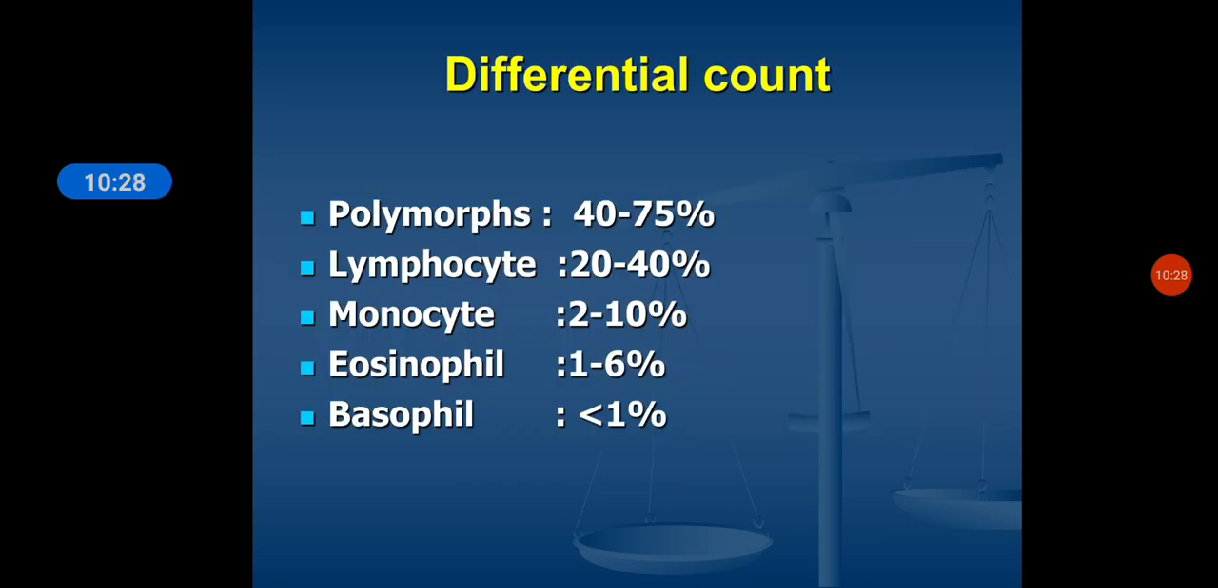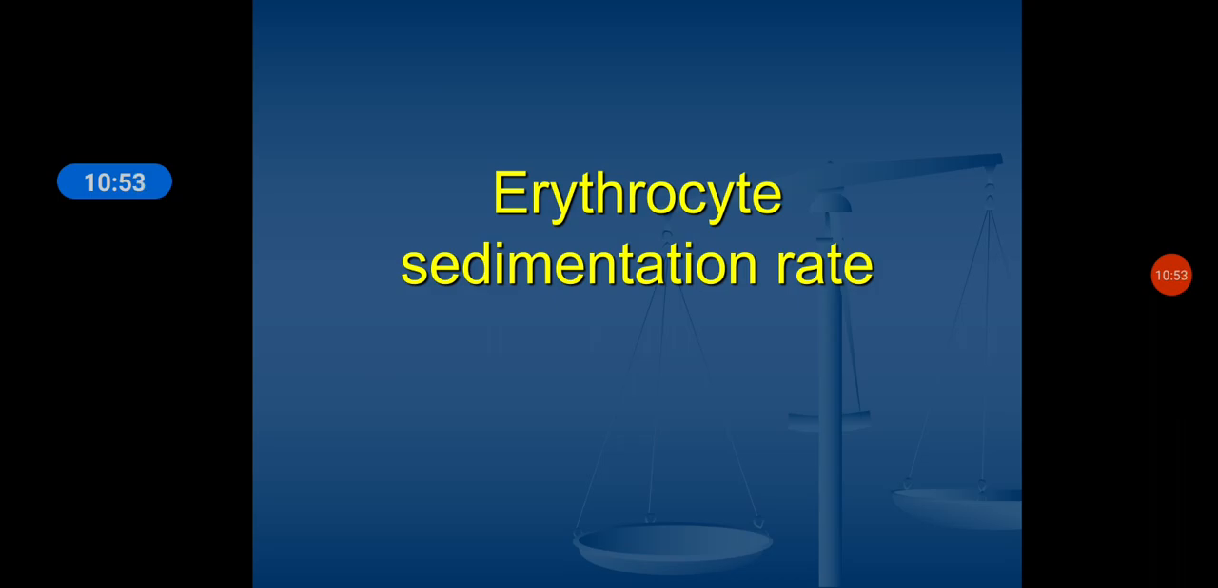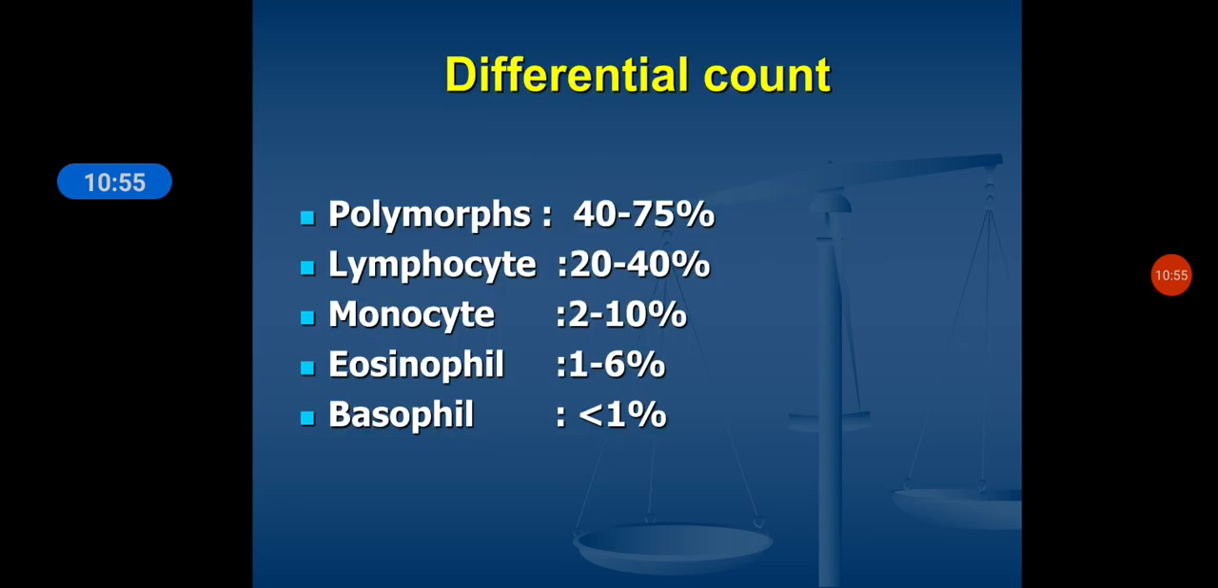How will you detect the normal WBC count? It is usually expressed in percentage. You start off with neutrophils, lymphocytes, monocytes, eosinophils and basophils. It's easy to remember: PLMEB. So neutrophils 40 to 70, lymphocytes 20 to 40, monocytes 2 to 10, eosinophils 1 to 6 and basophils less than 1. This is the normal differential count. So there we finish our total count and differential count.